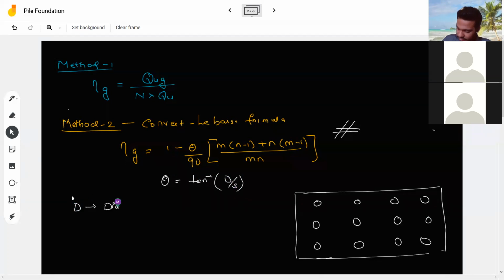Here d is basically the diameter of the pile. Whatever the diameter of this pile is, that is your d. What is s? S means the spacing of the pile. From here to here, this we are calling spacing, and this is your s. It's a very easy formula, but you have to remember this.